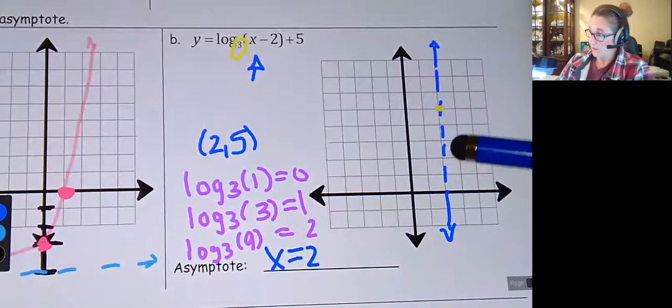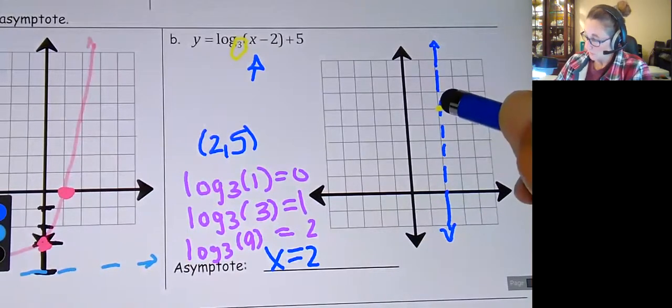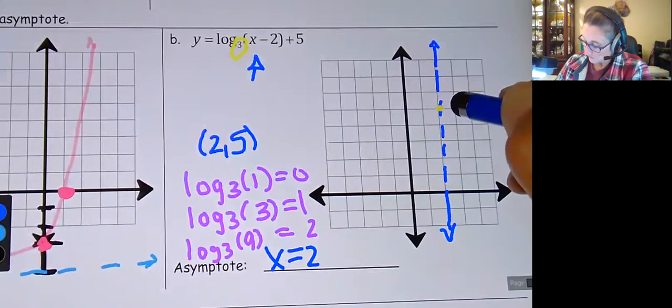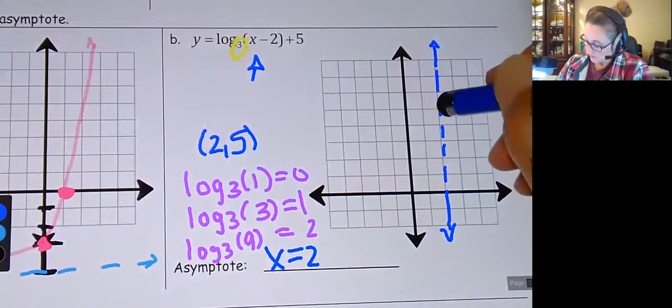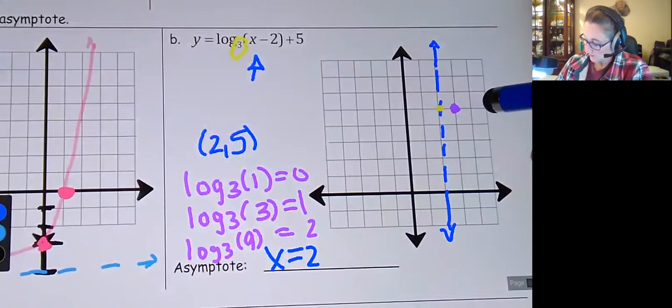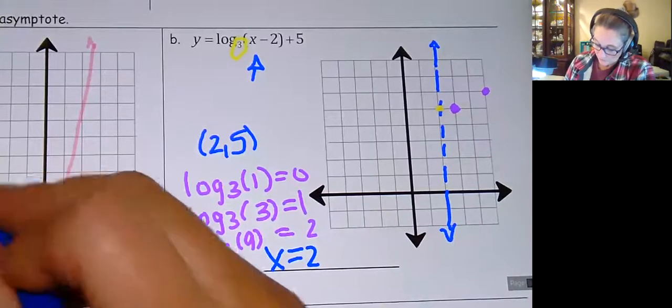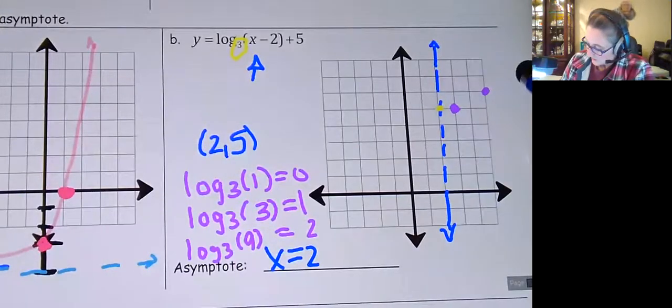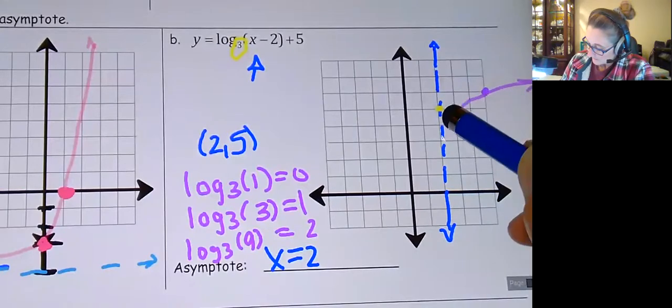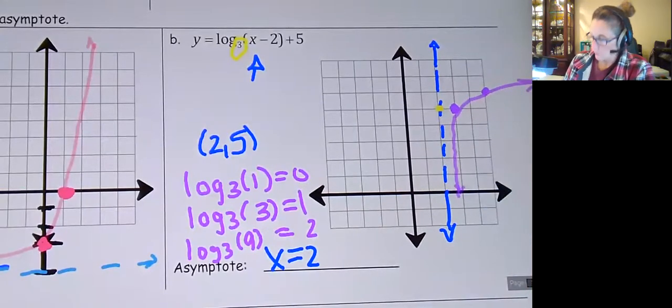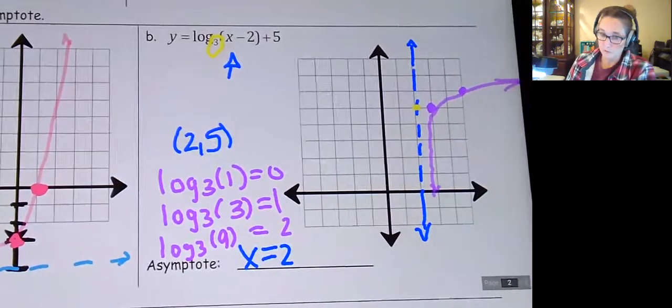So again, I come to where my vertical asymptote is. I go up to a height of 5, and then from here, I'm going to go out 1. Log base 3 of 1 is 0, so I'm not going up at all. I go out 1, 2, 3. Log base 3 of 3 is 1. I would go out 9 and go up 2, but that's not going to fit on my graph. So let me just sketch the rest of this. It's coming like this. And there you go. That is your logarithm graph.